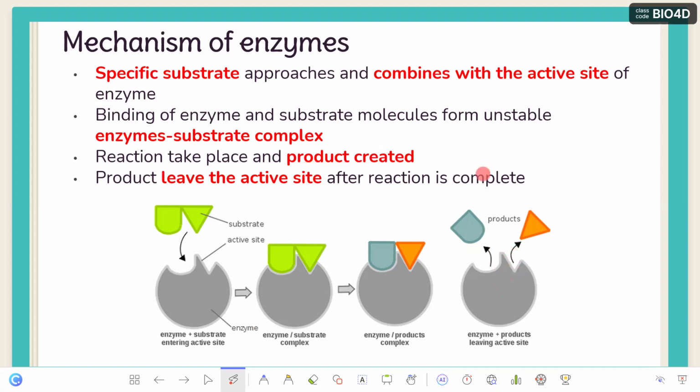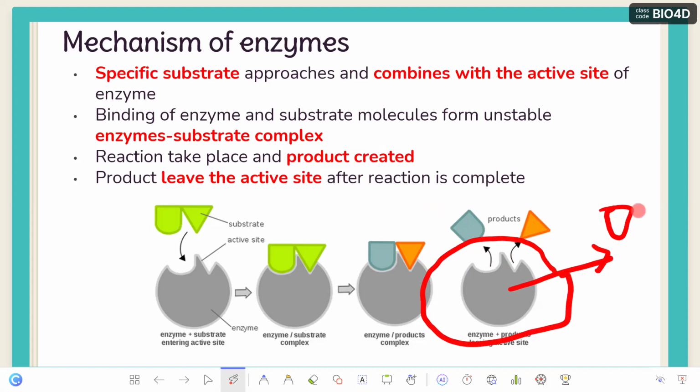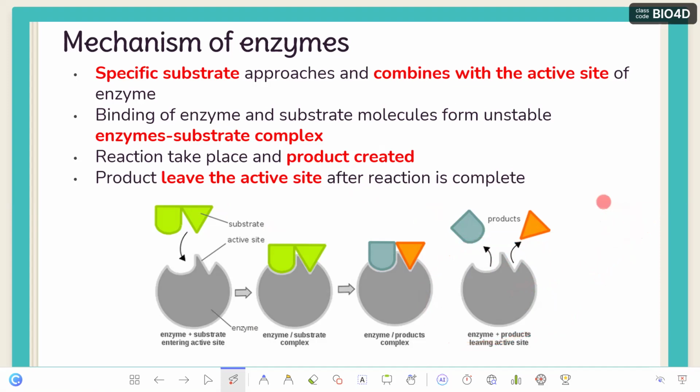So you say the reaction is completed. Now this enzyme remains the same, it doesn't change. It can then be used in another reaction. You find another substrate. This one is done, find another substrate. That's why I say the enzyme is reusable, because the active site does not change after the reaction.